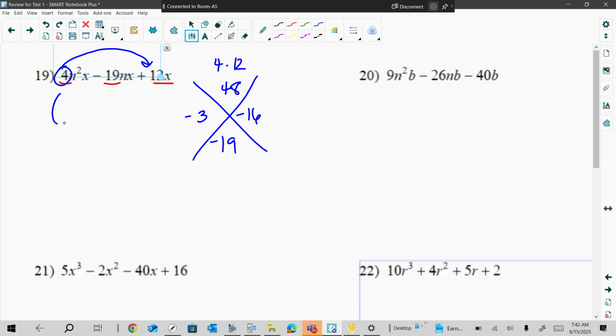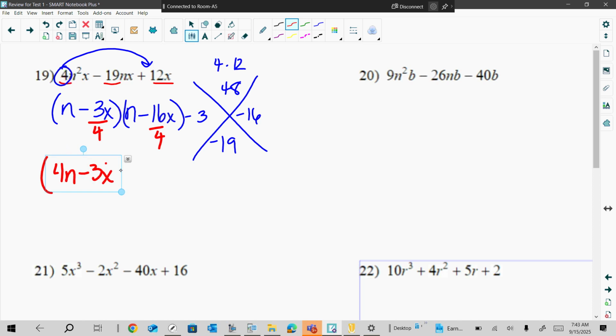So we're going to have n minus 3x and n minus 16x. Because we have 2 variables here. We have an n and an x. So we need one in each position of our binomial. But because we slipped the 4, we have to divide by 4. So we slide the 4 under and reduce. This becomes 4n minus 3x. This can be reduced, so this is n minus 4x.